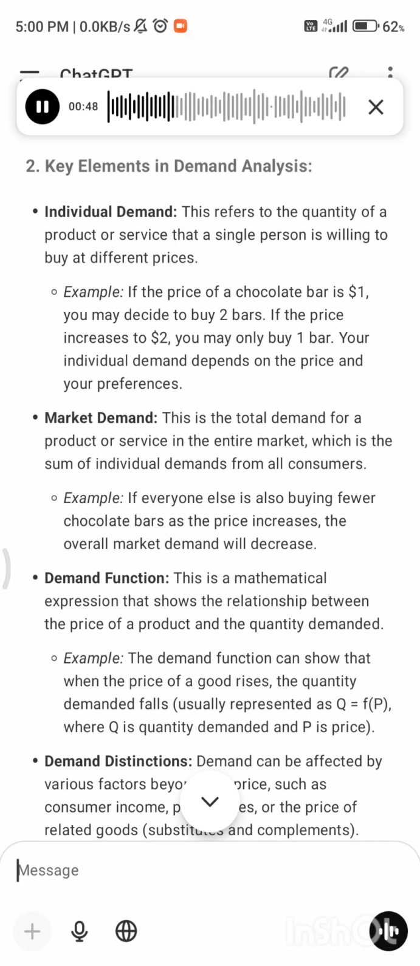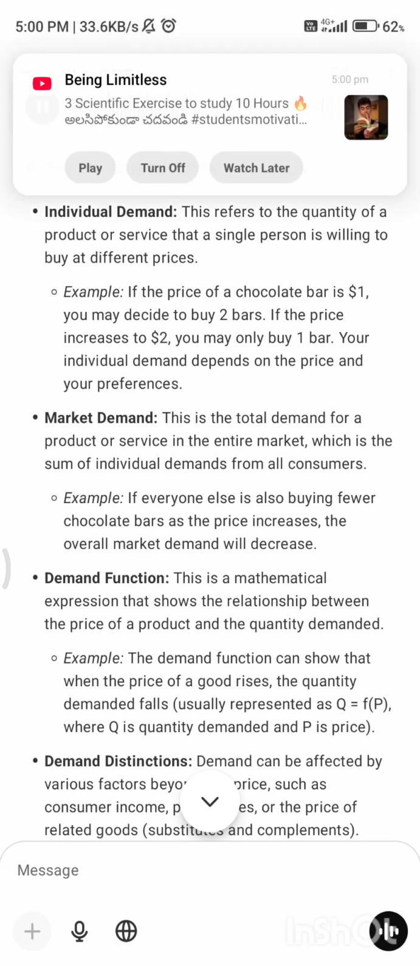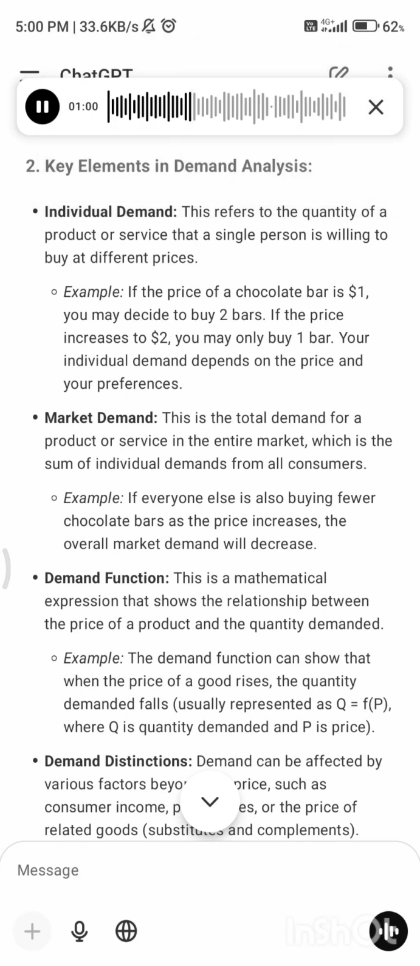Market demand. This is the total demand for a product or service in the entire market, which is the sum of individual demands from all consumers. Example: if everyone else is also buying fewer chocolate bars as the price increases, the overall market demand will decrease.